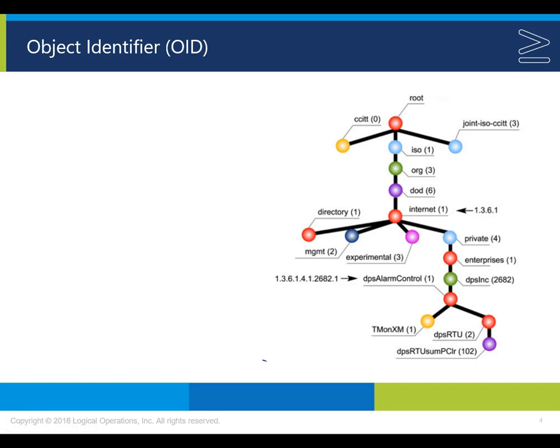what this is trying to show is that we start with the root, just like all the other things. We go down to ISO. It is a string of numbers that represent a resource. Here we have, it would look like 1.3.6.1. So SNMP 1.3.6.1.4, and don't ask me what they are, y'all. This one is a DPS alarm control. And this one says that it's going to get to the internet.